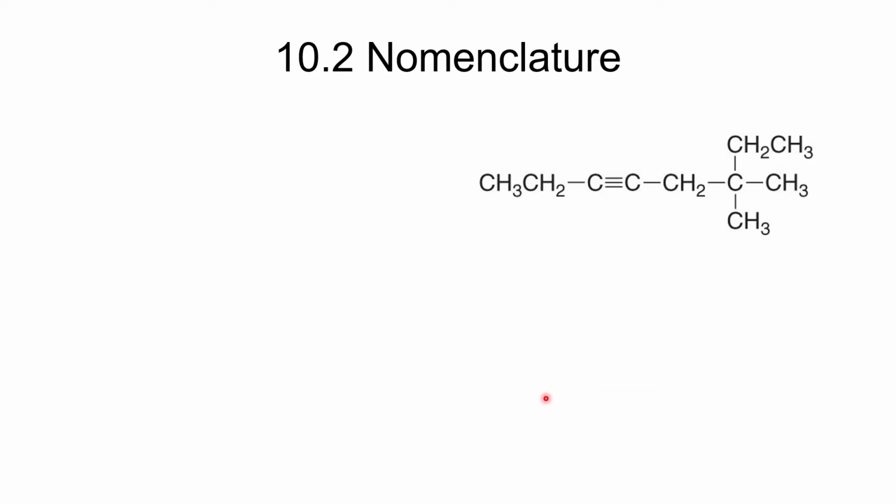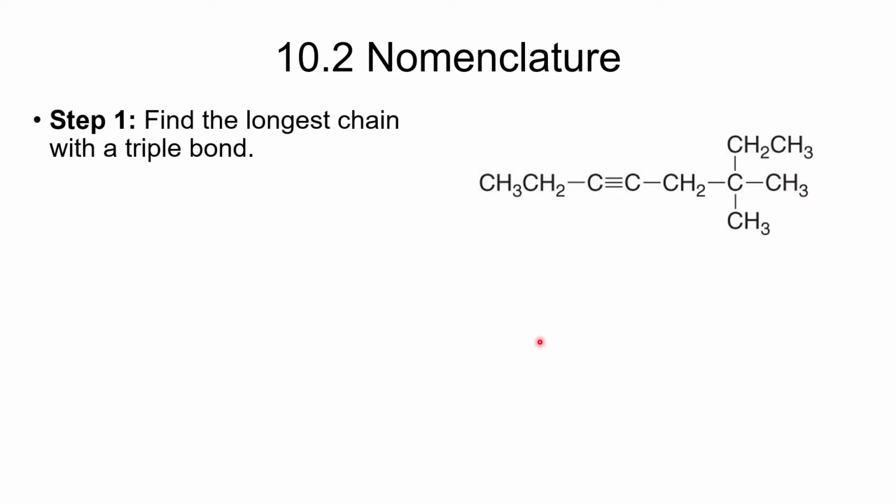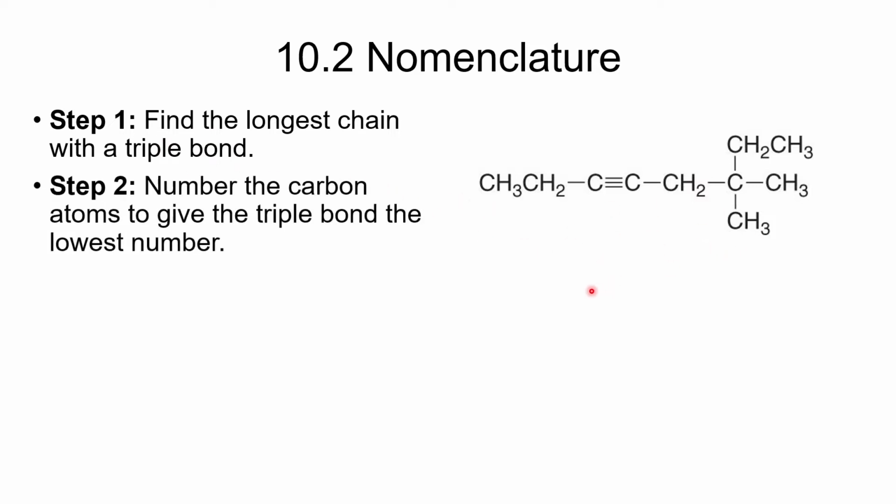Next, we're going to talk about nomenclature. So nomenclature for alkynes is similar to what we did with alkenes. We'll find the longest chain that has a triple bond. And so here, when we do that, obviously it's going to be this one that has 8 carbons in it. We want to number the carbons to give the triple bond the lowest number.